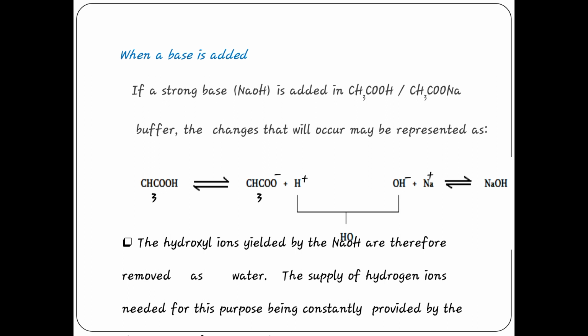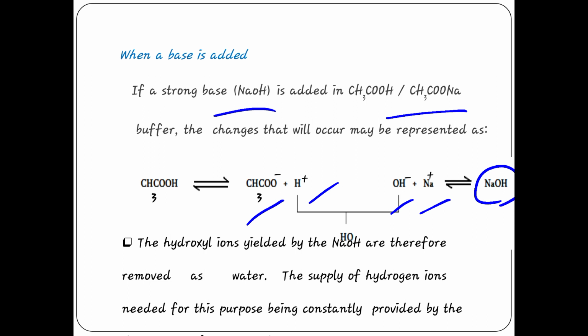Next, when a strong base, NaOH, is added to this acetic acid and sodium acetate buffer solution, the changes will be represented by this reaction. Acetic acid dissociates into acetate ion and H plus ion. When a strong base is added, it dissociates into Na plus and OH minus ion.